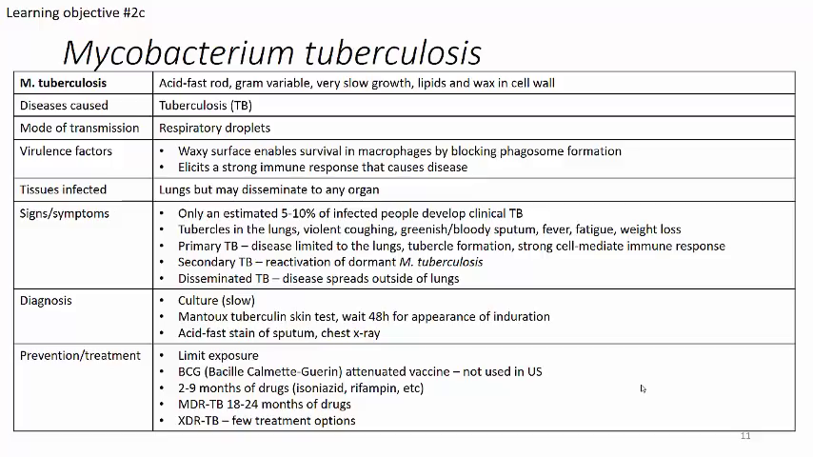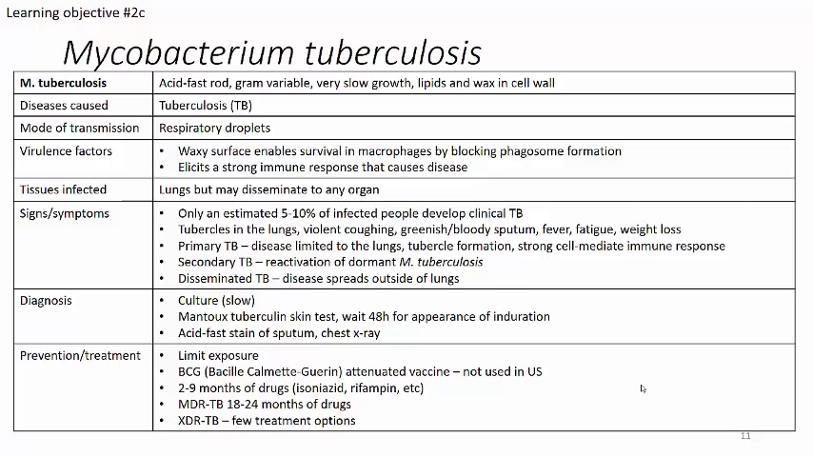Diagnosing TB can be done by culturing the bacteria, which is very slow because they grow slowly. We can do a tuberculin skin test, which takes 48 hours to see the results of. Or you can take the sputum and do an acid-fast stain to see if you have any acid-fast M. tuberculosis present, and a chest x-ray to look for tubercles.